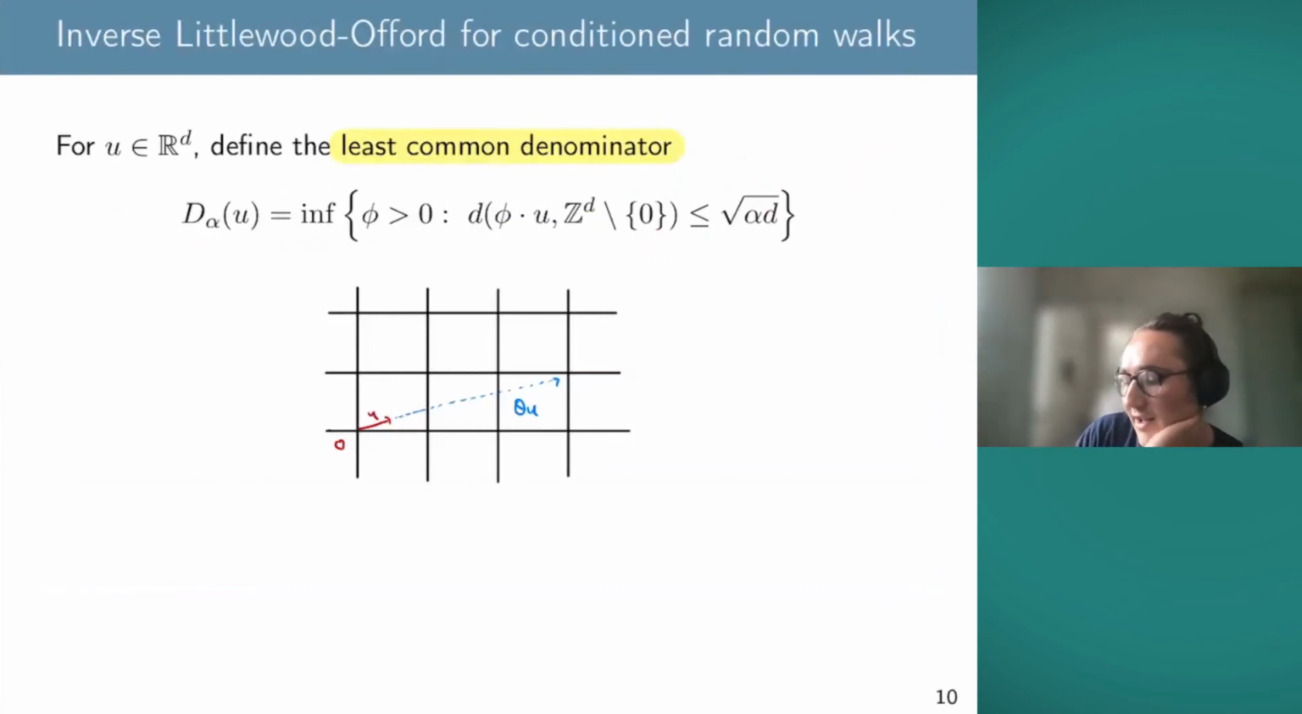I'll define the least common denominator of U as the smallest dilate, the smallest theta, for which theta times U is close to the integer lattice. Vaguely, this is saying that U is well approximated by a rational vector with small denominator. If the LCD is small, then I'm well approximated by a rational vector with small denominator. So this is some nice additive structure, and that's the notion we're going to work with.